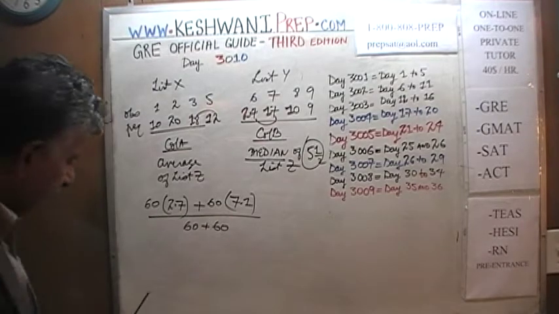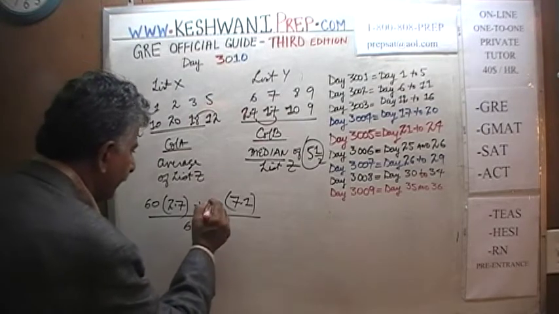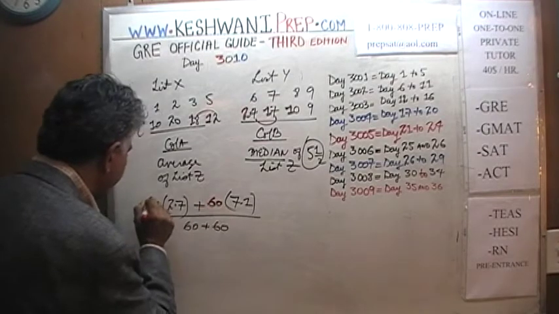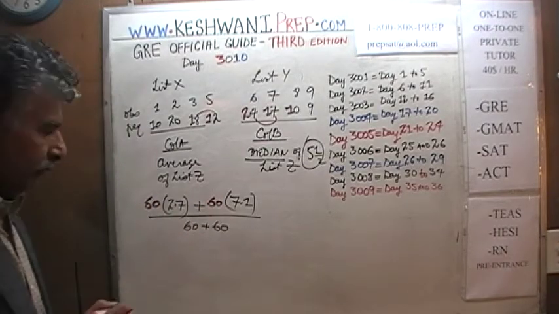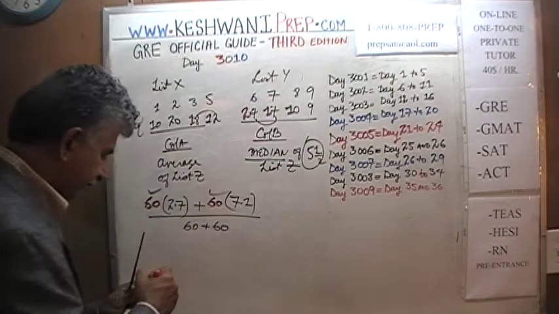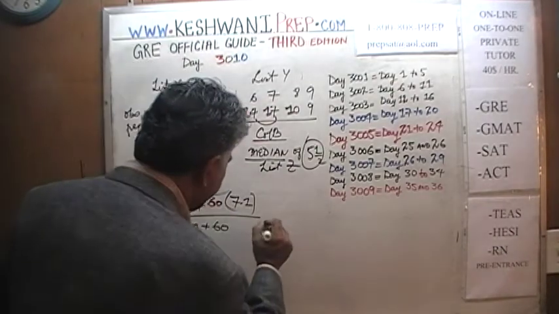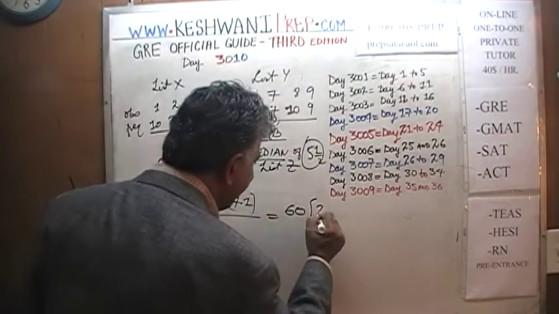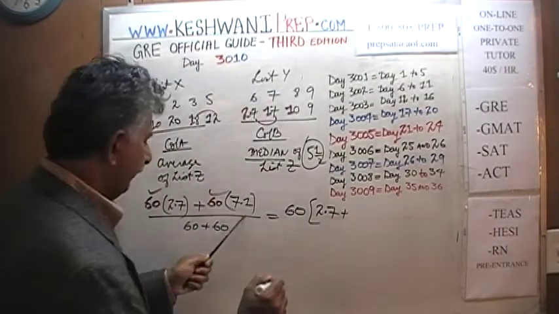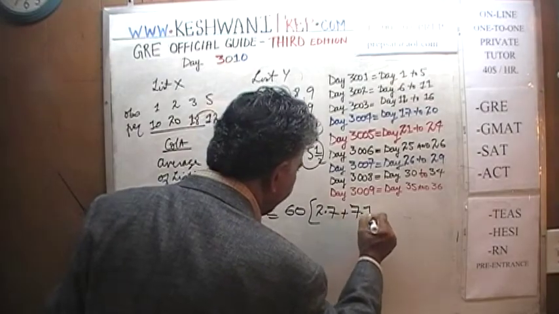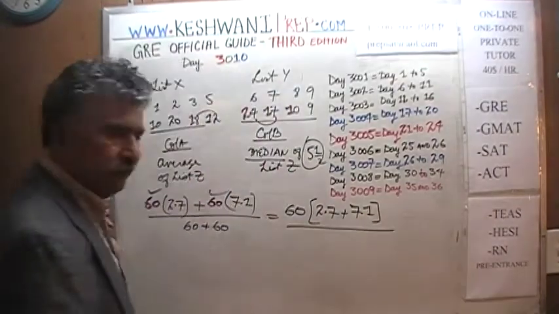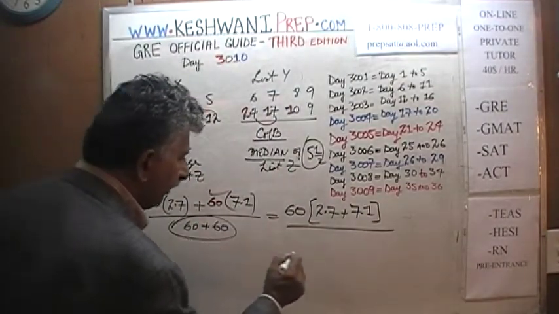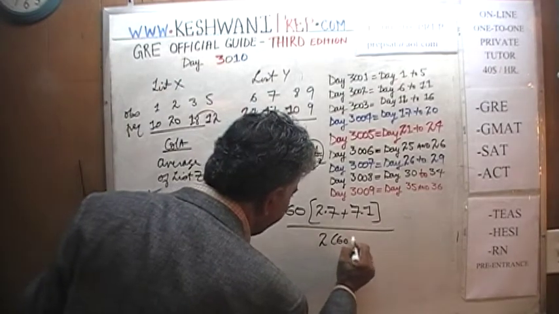We have a 60 here, and we have a 60 here. We can take out 60 as a common factor. So we have 60 times 2.7 plus 7.1. And what do we have at the bottom? On the bottom we have 60 plus 60, which is the same as 2 times 60.